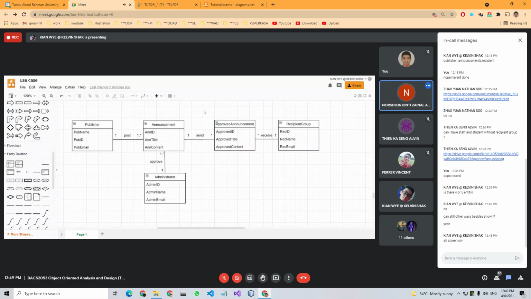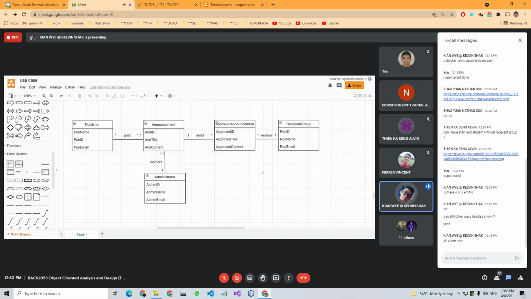Actually, you can add it, but in the question, either you add it yourself, right? But in the question, they don't put this entity. The question didn't have the last two sentences. It says the announcement will send to many recipients, and then the recipient group will receive many announcements.